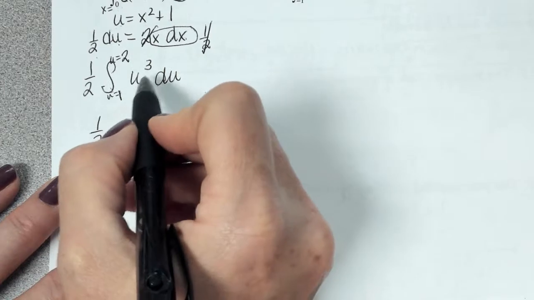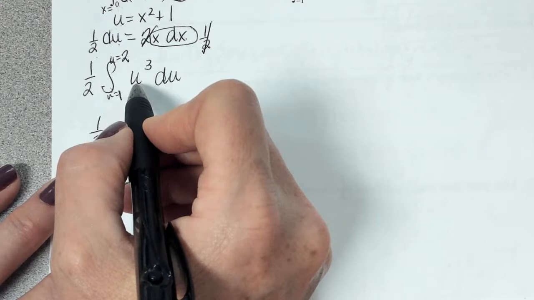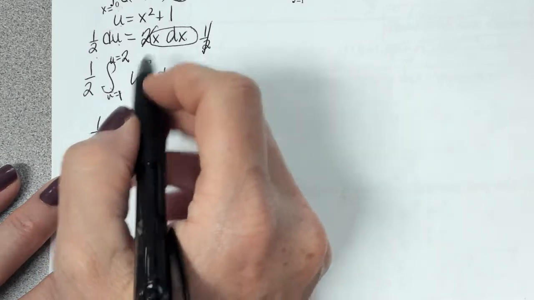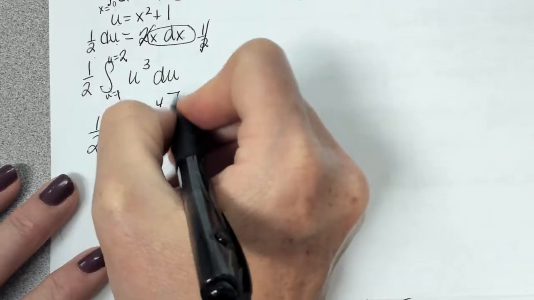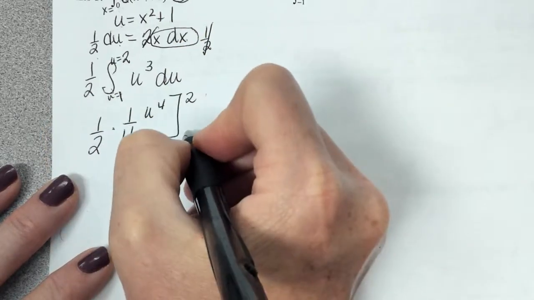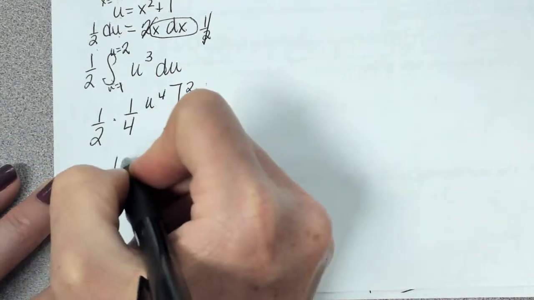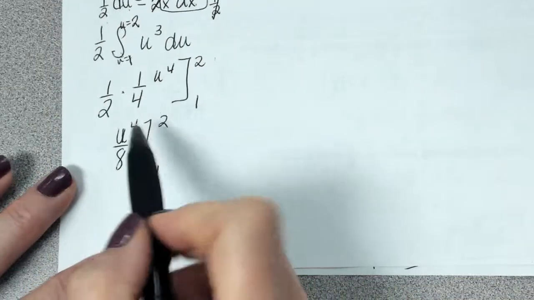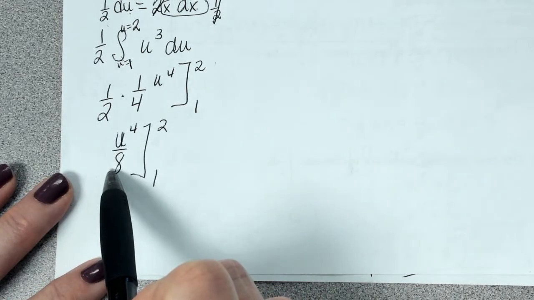What's the integral of this? Not 1/3, but 1/4. So it'd be 1/4 u to the 4th. And all I have to do is substitute in 2 and 1. I'm going to simplify. I've got 1/8. And I'm going to put my u to the 4th on the top. See what I'm doing there? I just did 1 times 1 times u to the 4th, 2 times 4.